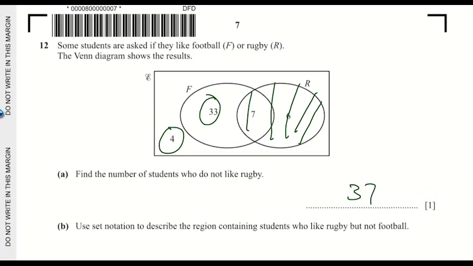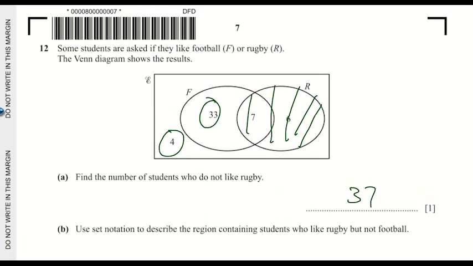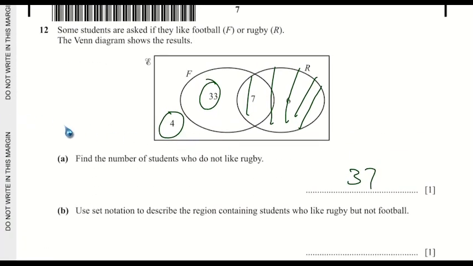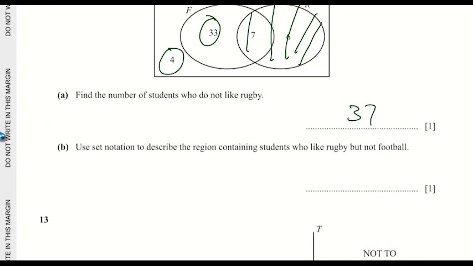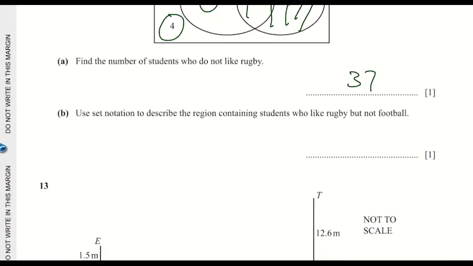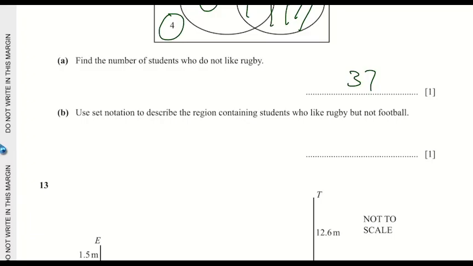And those who did not do the two. Part B, use set notation to describe the region containing students who like rugby but not football. So that is rugby intersection the complement of football. So we have R intersection F prime.